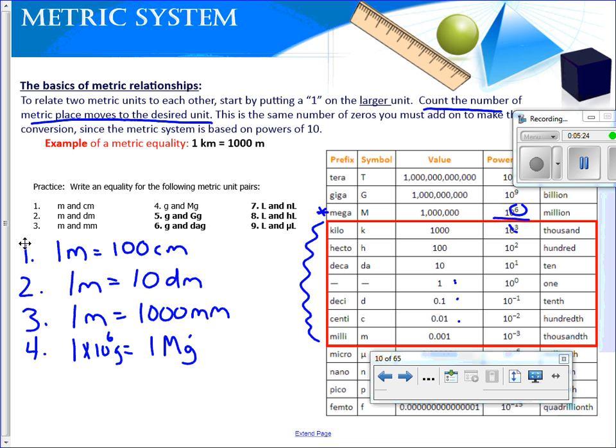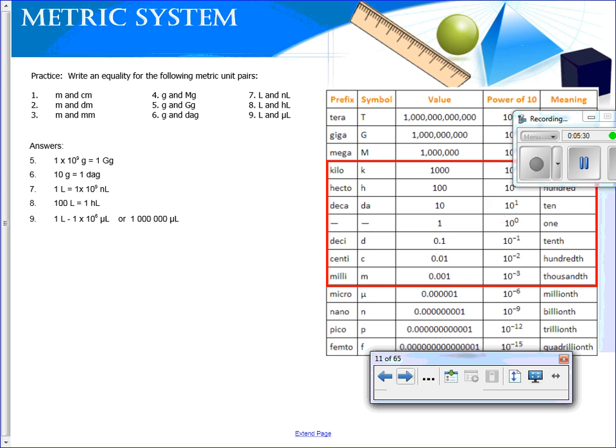So take a moment and do 5 through 9 on your own. Pause the video and check that. All right, and here are those answers for you. You can pause the video and check those answers.